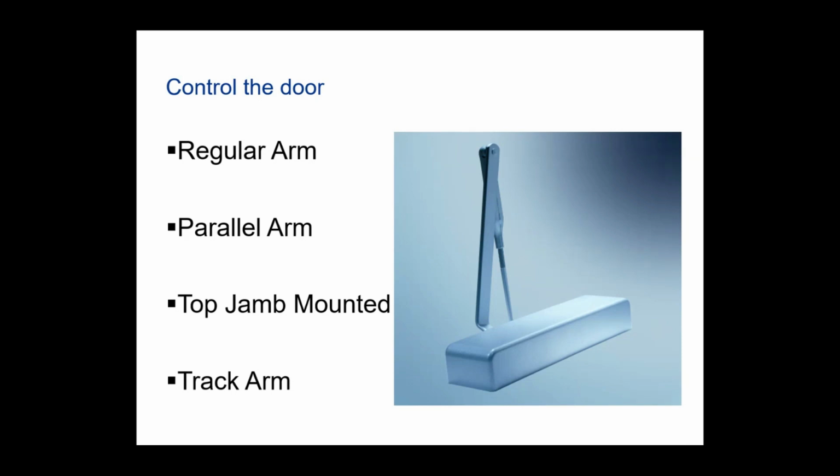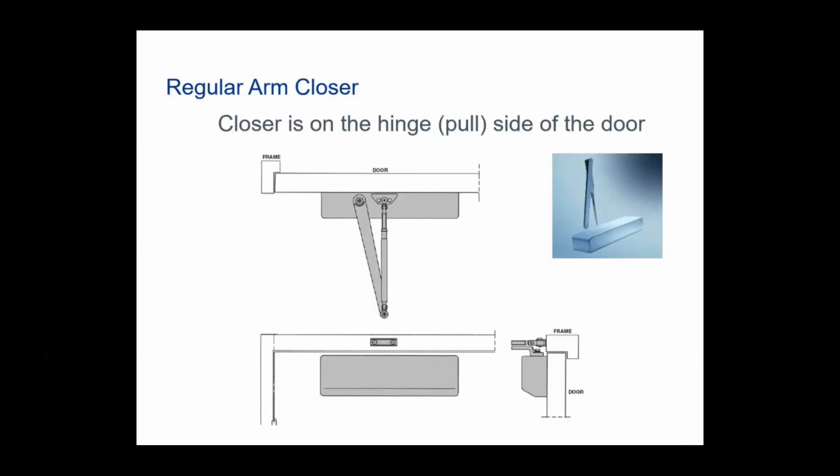But they're grabbing on the top of the opening, a track arm will remove that. So we talked about all of this earlier in the previous slide, so I'm just going to show you what the application looks like and then move forward. But this is a regular arm, and it does show how it's installed. As you can see, the shoe bracket is installed at the face of the frame. The closer itself is installed at the door.